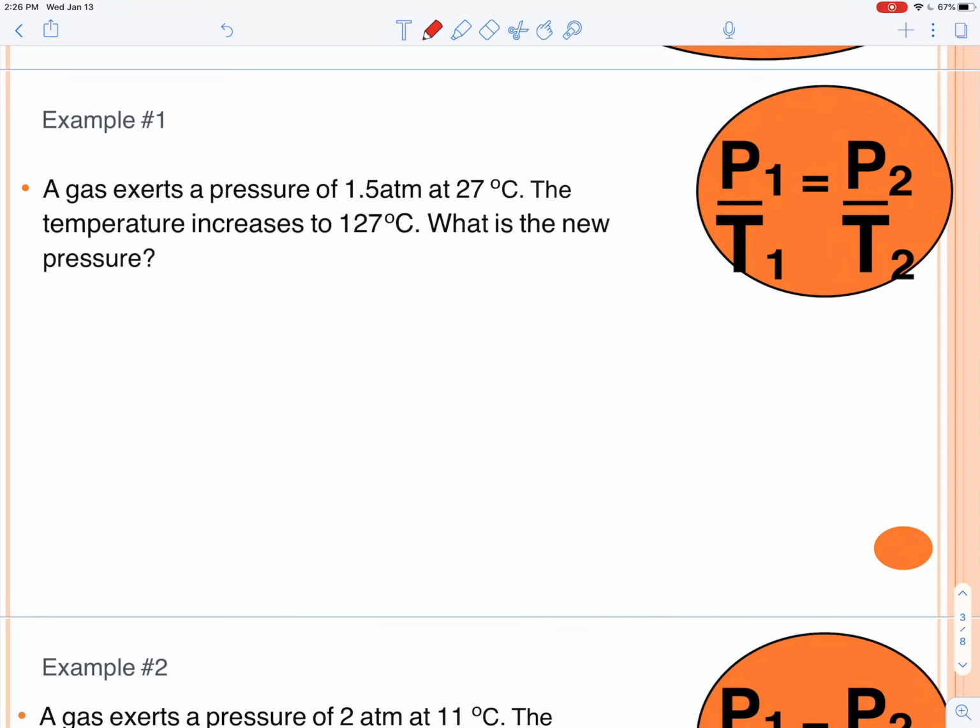A gas exerts a pressure of 1.5 atmospheres at 27 Celsius. The temperature increases to 127 Celsius. What is the new pressure? First thing we want to do is convert these to Kelvin. Remember, we add 273. This becomes 300 Kelvin, and this becomes 400 Kelvin.